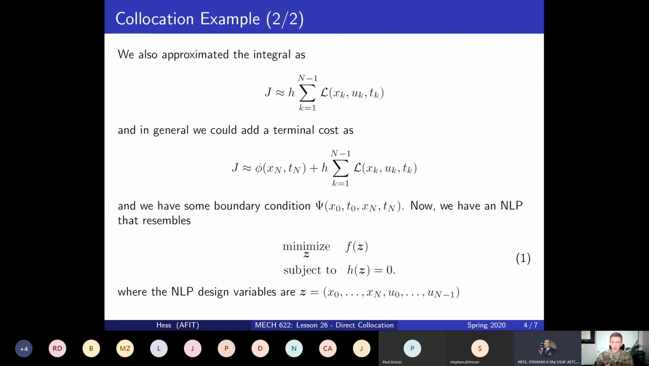Now we just need to go about trying to solve this large nonlinear program where our design variables are x naught through xn and u naught through un minus 1. There's going to be a discussion on Monday about whether we include the boundary points of the mesh or of the discretization. We're going to have basically 3 different ways to do that: including both boundary points, one or the other, left or right boundary point, or no boundary points. That can influence the accuracy of some quadrature.